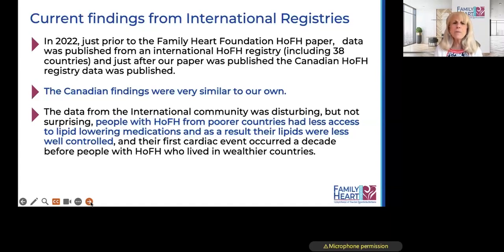And the data from the international community was really quite disturbing, but sadly not surprising. People with HoFH from poorer countries had less access to lipid-lowering medications, and as a result, their lipids were less well controlled. And their first cardiac event occurred a whole decade, 10 years earlier than people with HoFH who live in wealthier countries. And really, it's nobody's fault if they have HoFH. You didn't ask to have HoFH, and therapy treatment should be a given, and it should be a priority of governments. It should be a priority of our system, of our policymakers.